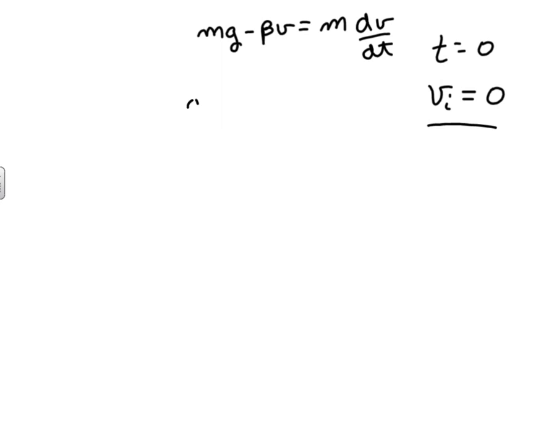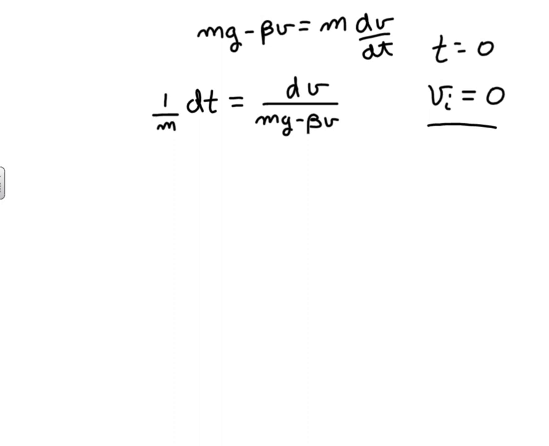How about this? Why don't we bring the dt up and divide it by m, and then over here, dv all divided by mg minus beta v. We okay with that? Check my work, make sure I did that right. We good? Okay. So we could integrate both sides. We could clean it up a little bit.